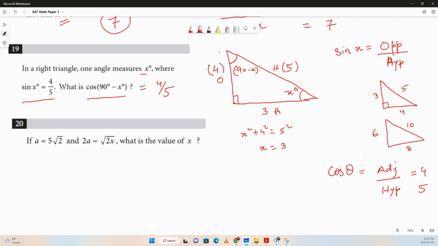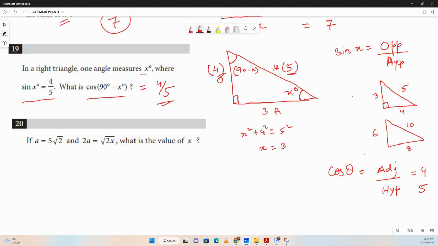But if you can draw the triangle, then it's going to take like 5-10 seconds, because if you can write x, 90 minus x, and sine is opposite over hypotenuse, so we write opposite. Sorry, so this is x, so opposite is 4, hypotenuse is 5, and then you write 90 minus x, adjacent is 4, hypotenuse is 5. So it's just gonna take 10 seconds. Okay. So whenever you get questions like this, go for the triangle.